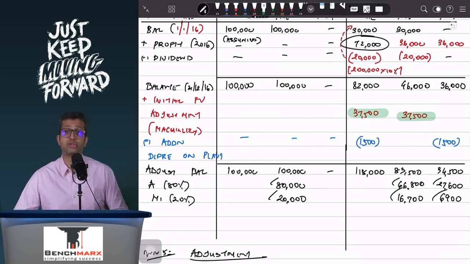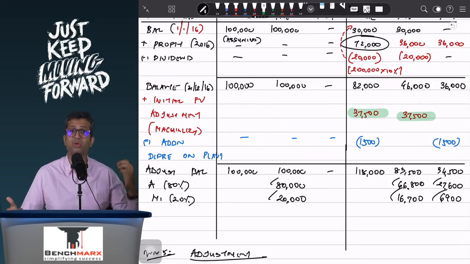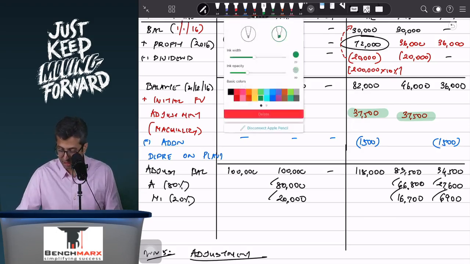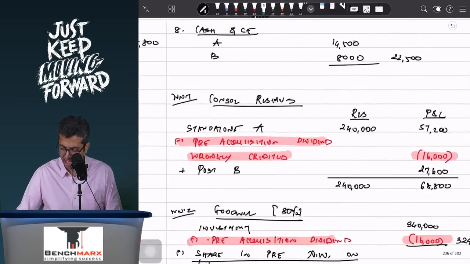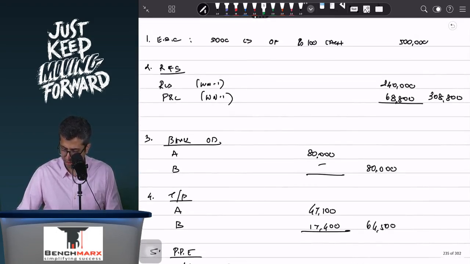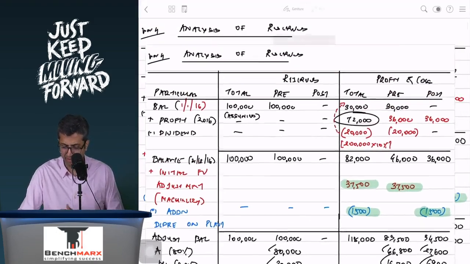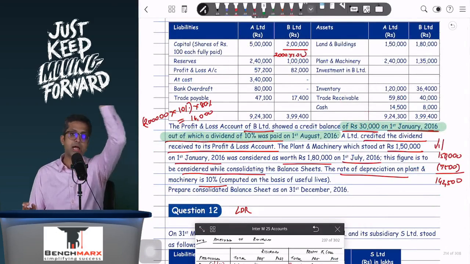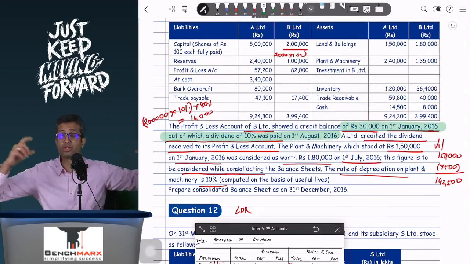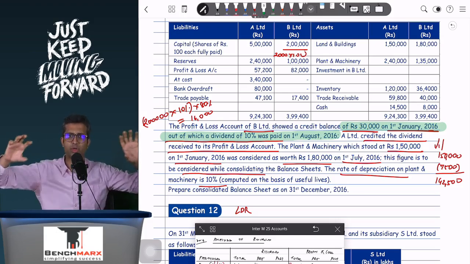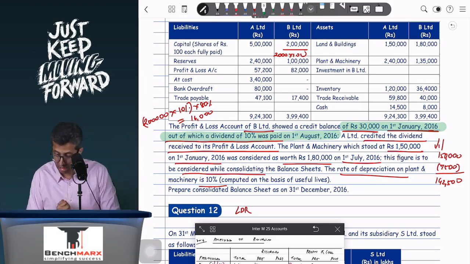Now, if I want to find the additional depreciation, 1,80,000 into 10% into 6 by 12, that will be 9,000 as compared to 7,500. So 1,500 will be my additional depreciation, which I will have to deduct. So I can see over here 1,500 in the post period and 1,500 also deducted from here. And hence that will help me with the fair value adjustments. The challenge over here is that since you have been given the PPE balance of 1,50,000 at the start of the year, with 1,80,000 at 1st July, you'll have to compare fair value and WDV on the same date, that is 1st of July.